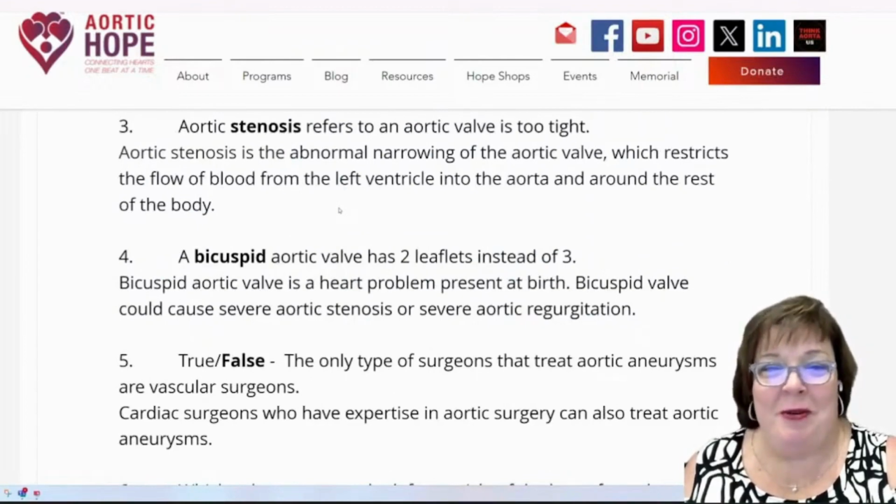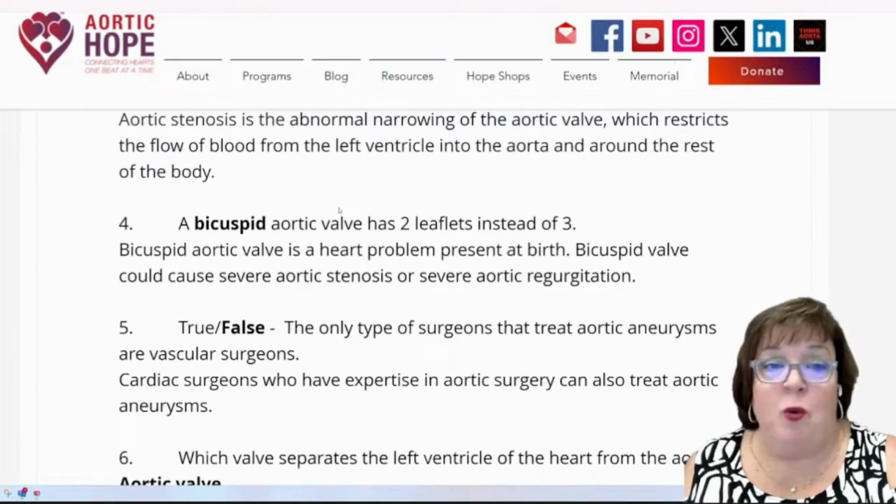A bicuspid aortic valve has two leaflets instead of three. Bicuspid aortic valve is a heart problem present at birth. A bicuspid valve could cause severe aortic stenosis or severe aortic regurgitation.